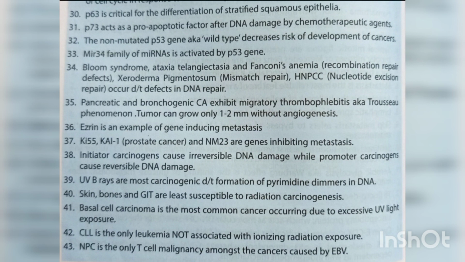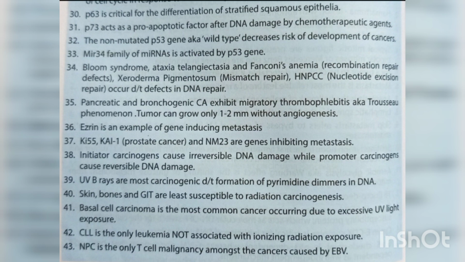Tumor can grow only 1 to 2 mm without angiogenesis. Ezrin is an example of a gene inducing metastasis. KISS-1, KAI-1, and NM23 are genes inhibiting metastasis. Initiator carcinogenesis causes irreversible DNA damage, while promoter carcinogenesis causes reversible DNA damage. UVB rays are most carcinogenic due to formation of pyrimidine dimers in DNA. Skin, bones, and GIT are least susceptible to radiation carcinogenesis.